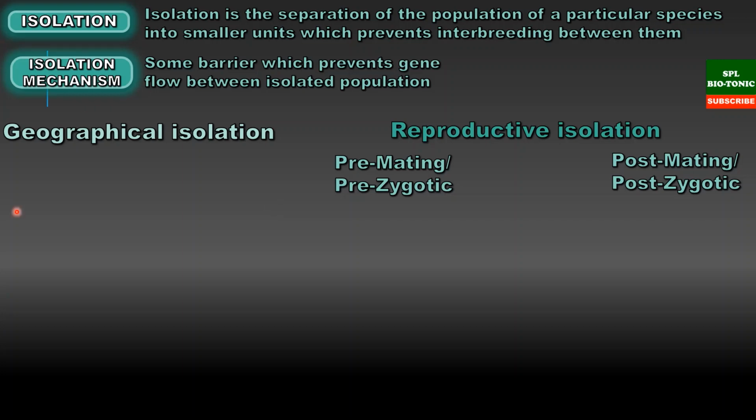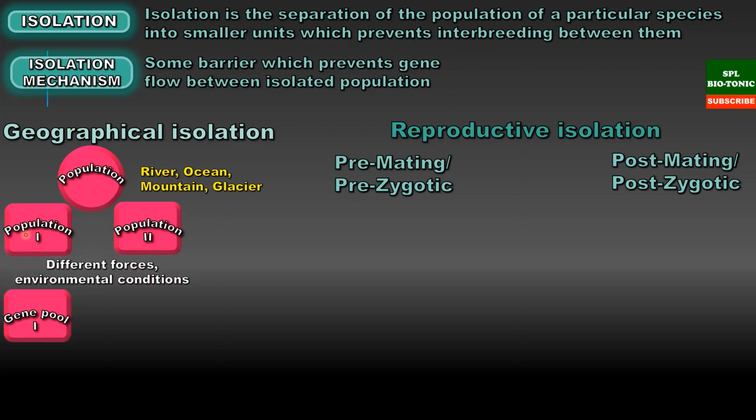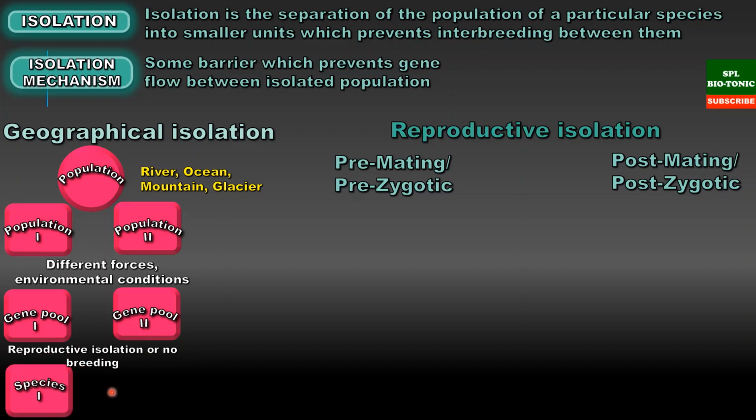In the case of geographical isolation, the original population is separated due to oceans, rivers, mountains, and glaciers. It results in the formation of, say, population 1 and population 2. Different forces act on population 1 and population 2, which results in the formation of, say, gene pool 1 and gene pool 2, which leads to reproductive isolation and speciation, that is, the formation of species 1 and species 2. So this is what is called geographical isolation leading to speciation and evolution.